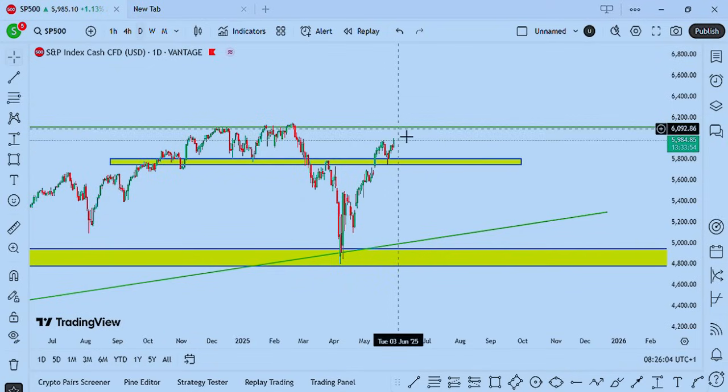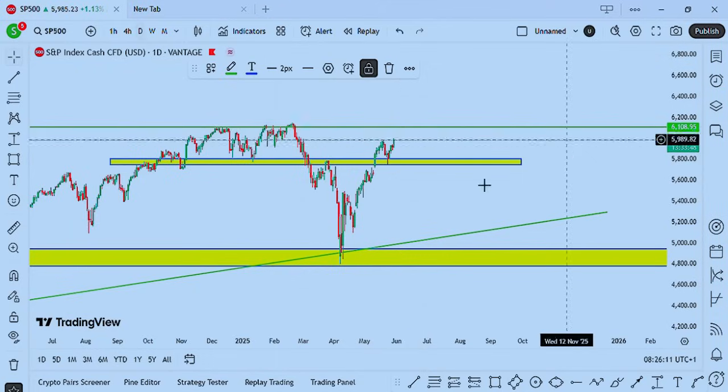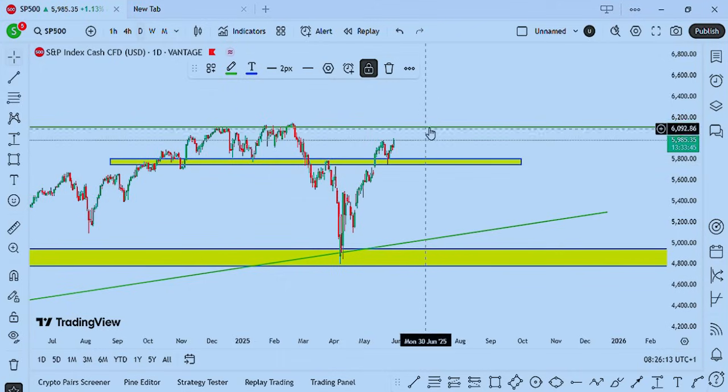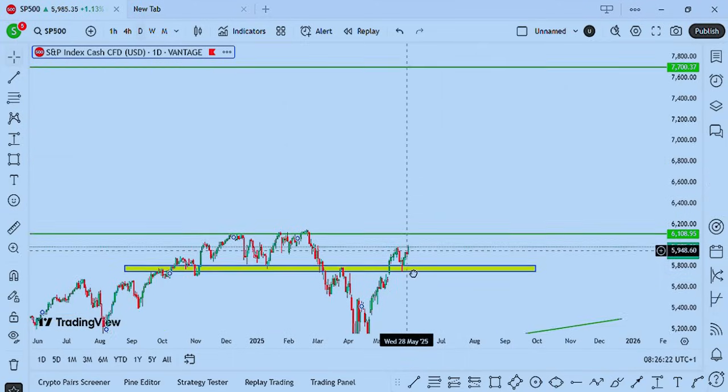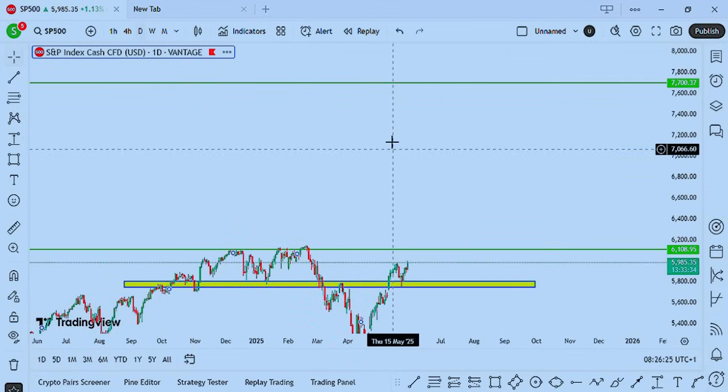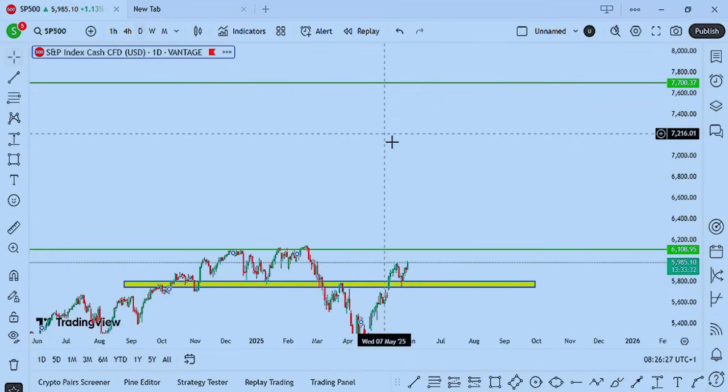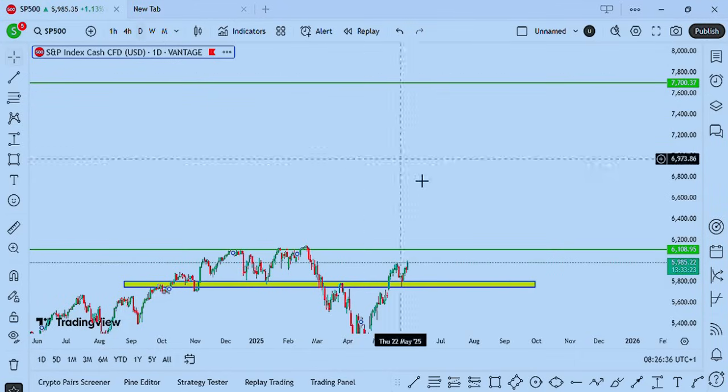My first take profit is right here at 6,000, a round-up number of $6,100. That's my first profit target. My overall target is right here. I'm going to hold this trade for a very long time, just like Bitcoin and US oil. So this SP500, I'm going to hold this trade for a very long time.